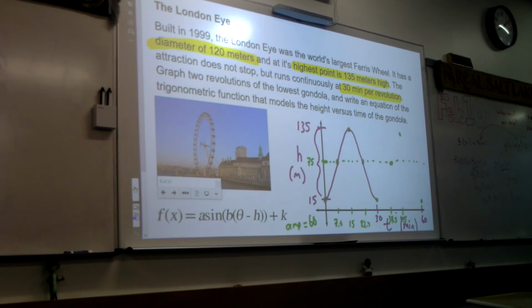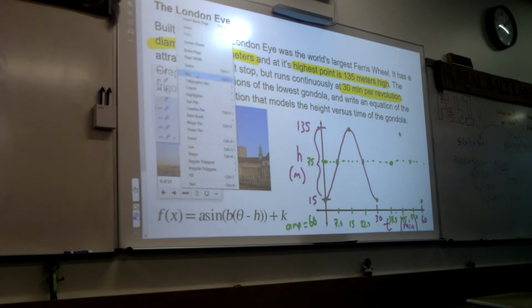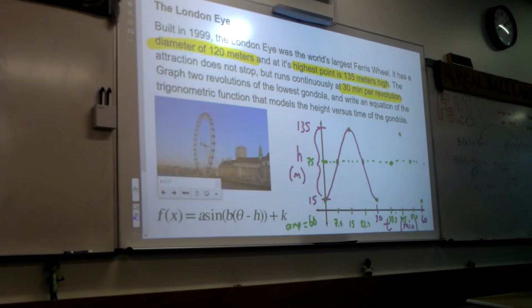Let's just add that here. Halfway here is going to be 52.5. Now, my graph isn't perfectly drawn to scale, but I hope you're starting to see how, if you're modeling the height versus time of a Ferris wheel, you're making a sine wave.